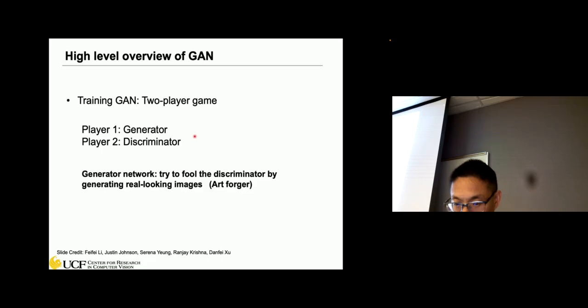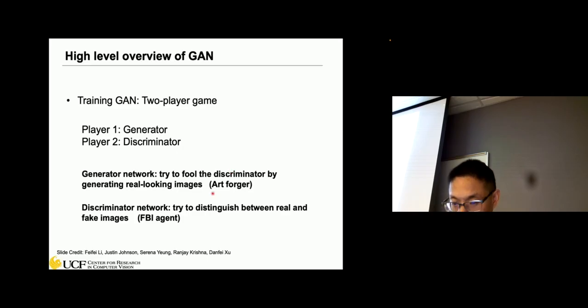And the second player is the discriminator. As we mentioned, the generator is trying to generate an image that looks really like a real image, but the discriminator is trying to tell if it is real or fake. A very simple analogy is that the generator is like an art forger, trying to make an art piece that looks really like a real one, but the discriminator is like a detective, or FBI agent, trying to distinguish between real and fake artwork.